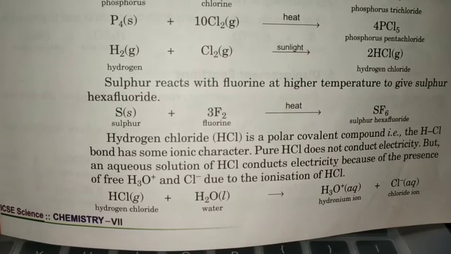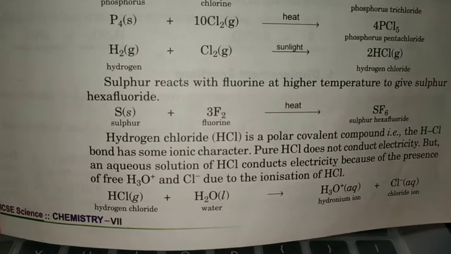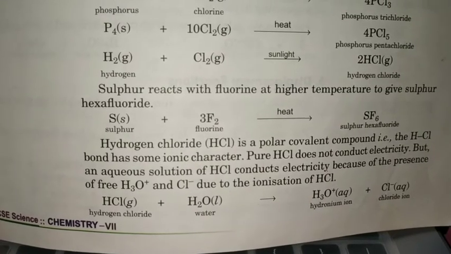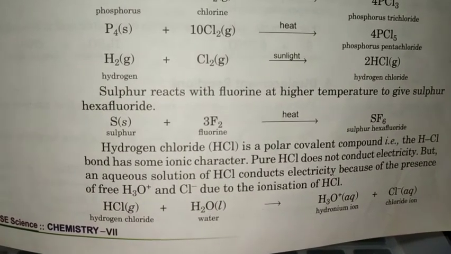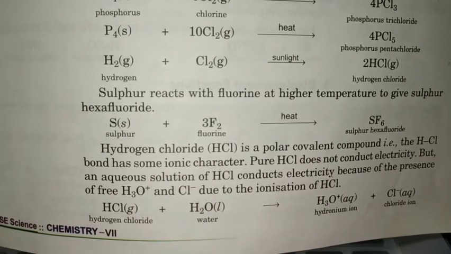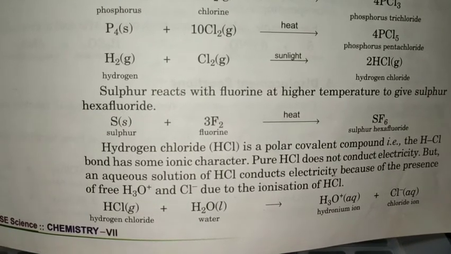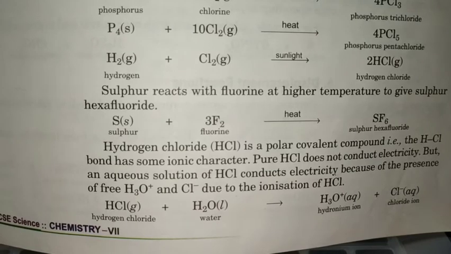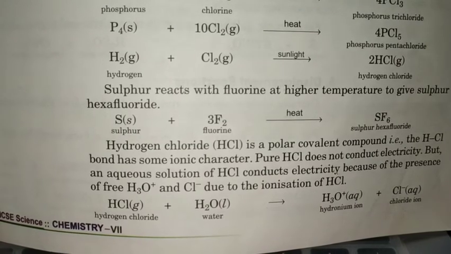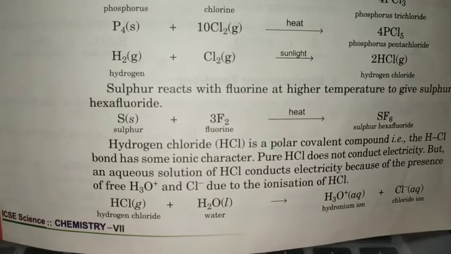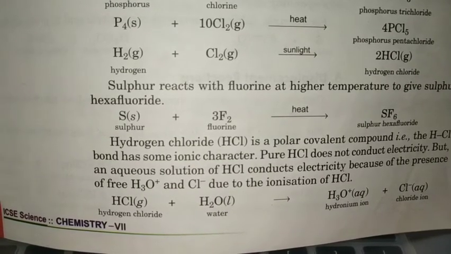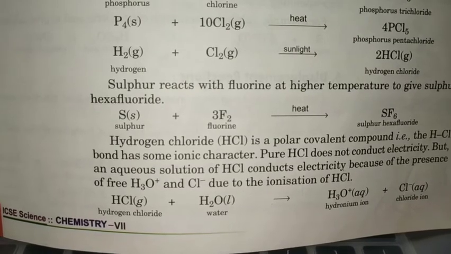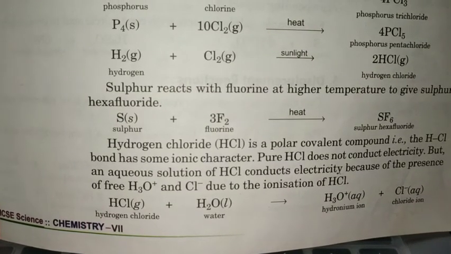Hydrogen chloride is a polar covalent compound. That means here partial charges will develop. You are going to study this in higher classes. For now, just know that hydrogen chloride is a polar covalent compound, that is, the HCl bond has some ionic character. Ions means negative and positive. Here also partial positive and partial negative charges develop.